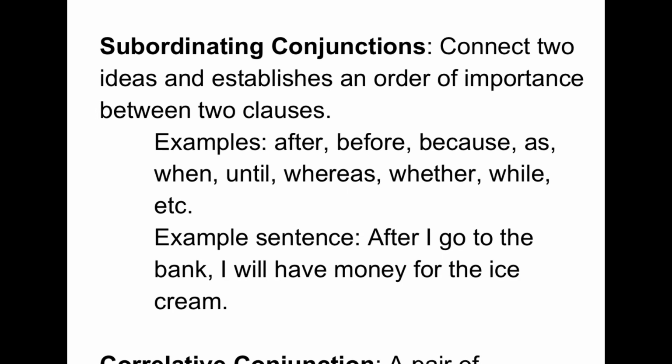Subordinating conjunctions connect two ideas and establish an order of importance between two clauses. It makes one clause the main clause and another clause the subordinate clause. Examples include words like after, before, because, as, when, until, whereas, whether, while, etc. Sometimes one of the coordinating conjunctions can function in a subordinating way. Here's an example sentence. After I go to the bank, I will have money for the ice cream. I go to the bank is an independent clause, but after I go to the bank is not. So that word makes the first clause subordinate.